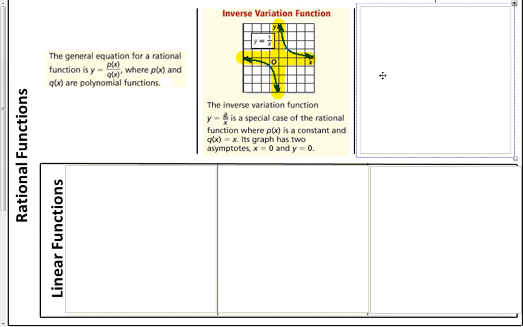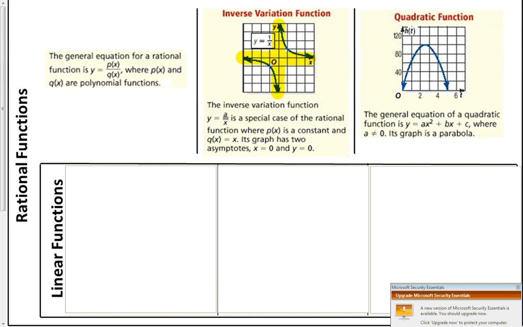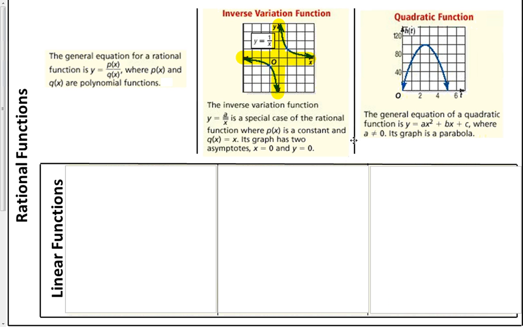Another type of function is a quadratic function. Now, quadratics are anything with an x squared term that you have inside. Now, the other terms, such as the x term or the constant, may be 0, but you always have to have an actual x squared term to be a quadratic.